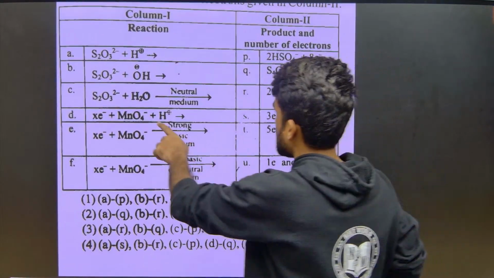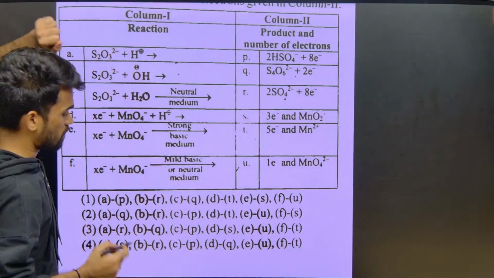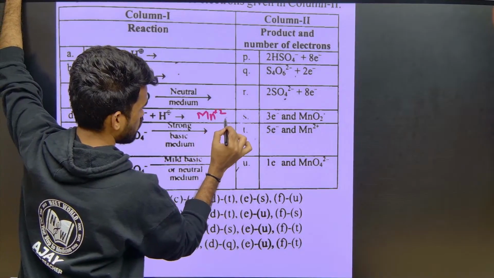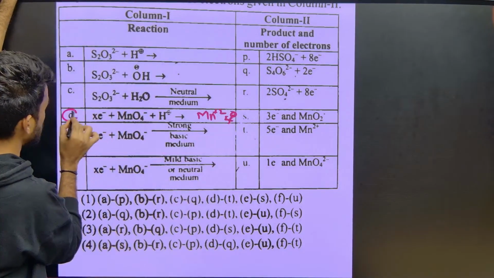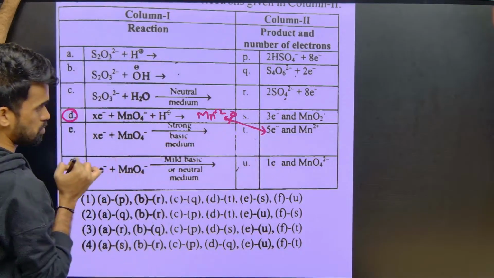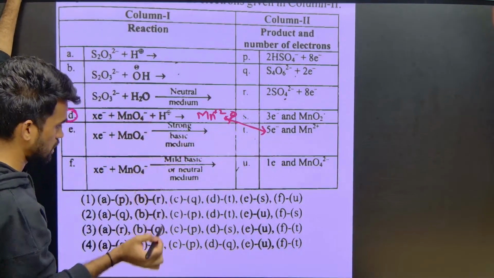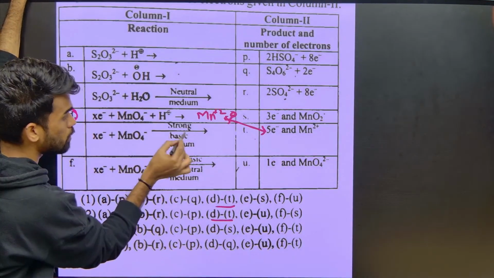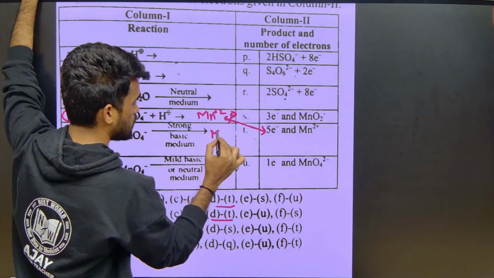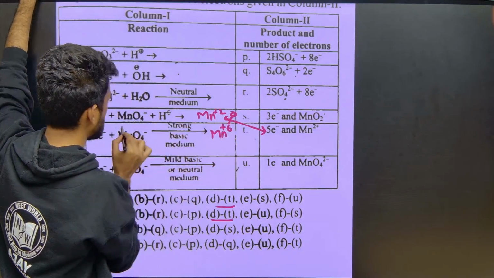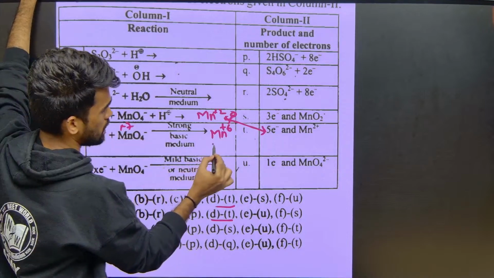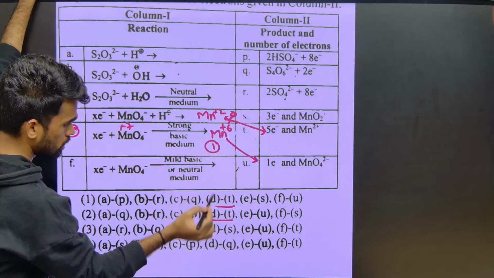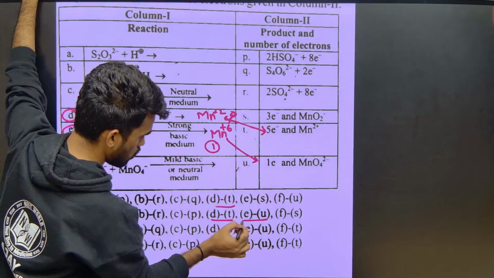See, permanganate ion in acidic medium converts into which state, I told you? This will be converted into Mn plus 2 by gaining 5 electrons. So we have D as your option, so D T here. The next, in strong basic medium, permanganate converts from plus 7 to plus 6 state, by gaining 1 electron. So this is nothing but U here. So E U is the only matching option.